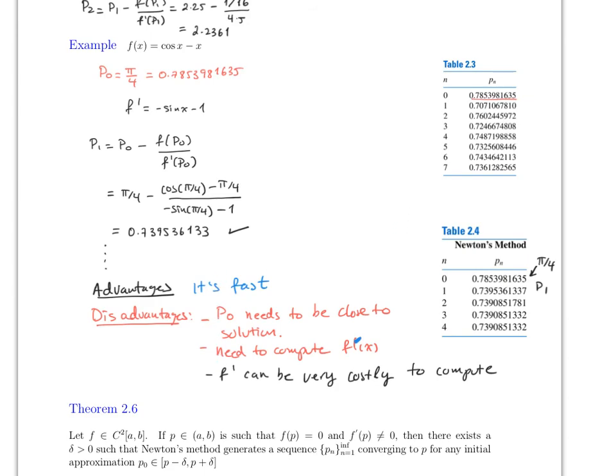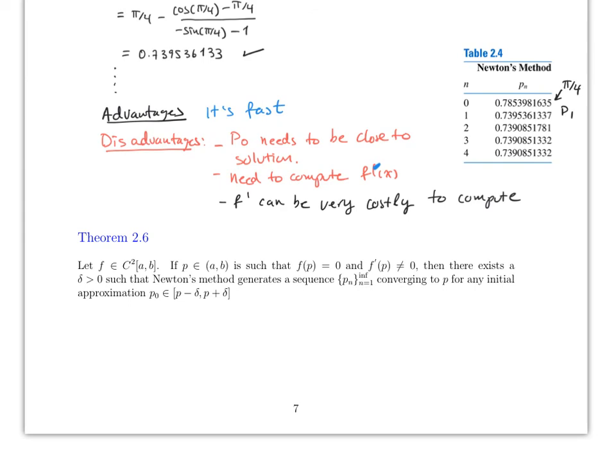Alright, so let's look at the next theorem, which says the following. If f is a continuous function with two derivatives, and p is between a and b such that p is a root of the function, and if the derivative is not equal to 0, then there exists a delta such that Newton's method will generate a sequence from 1 to infinity, converging to p for any approximation within that delta.